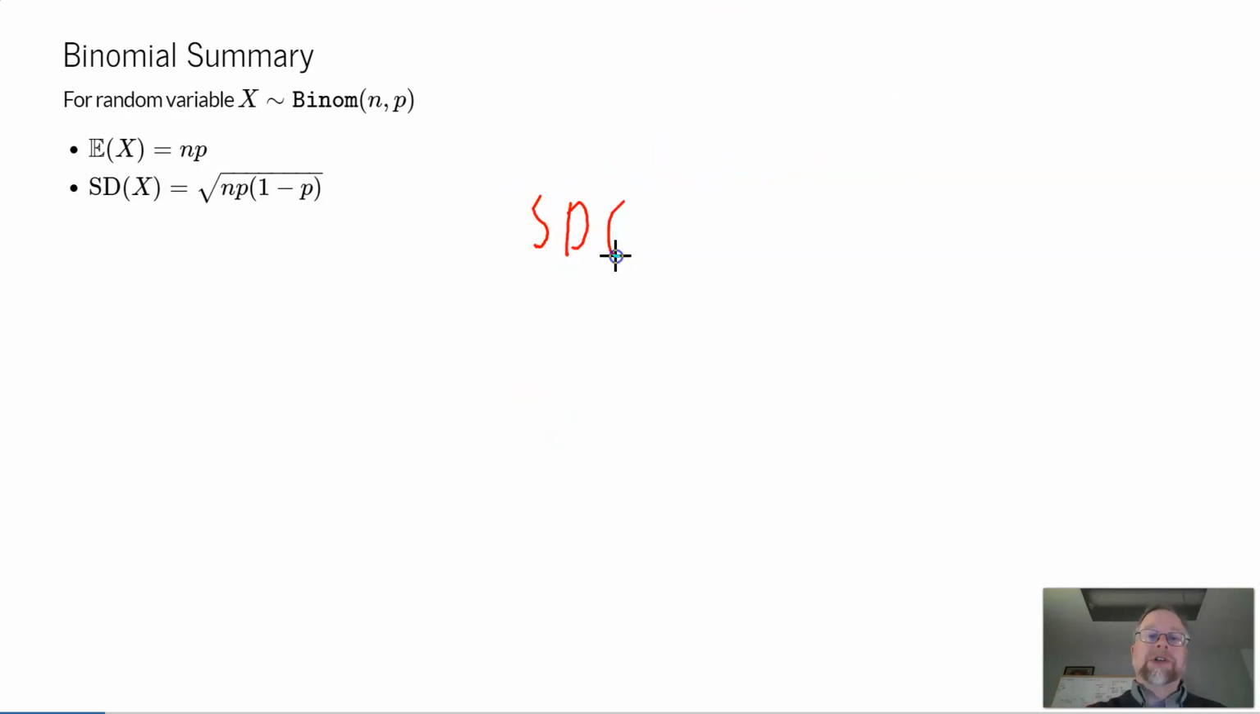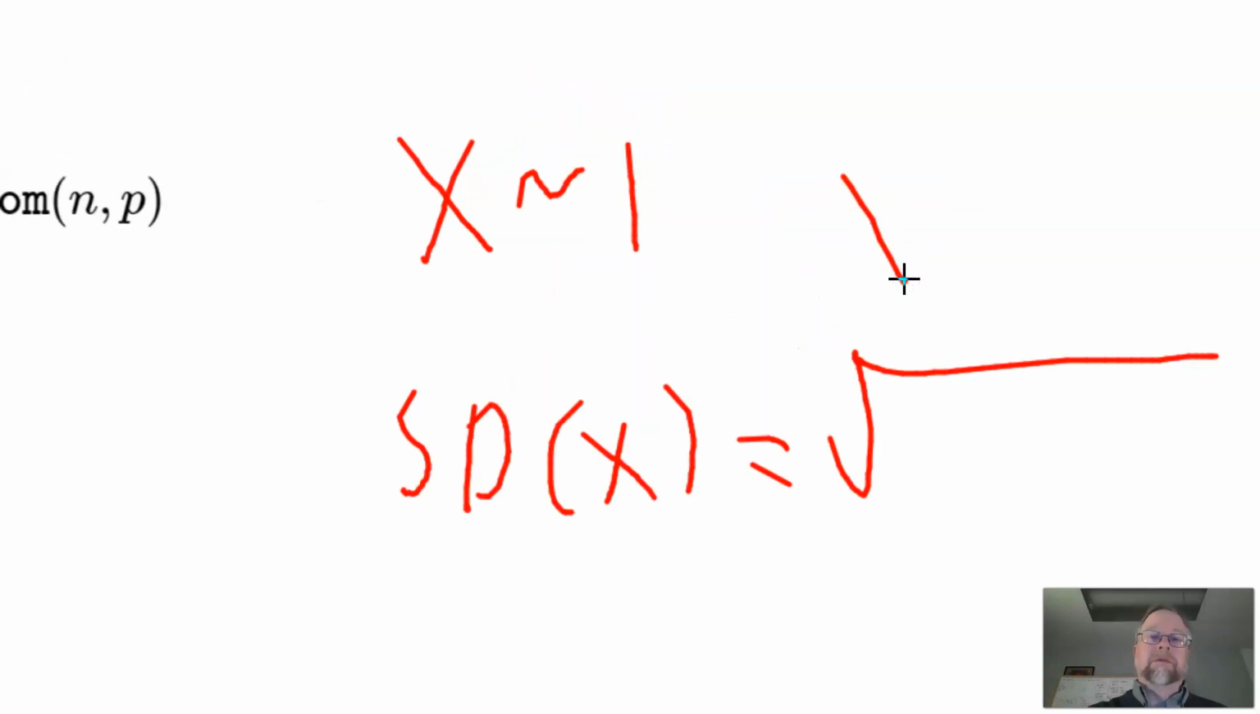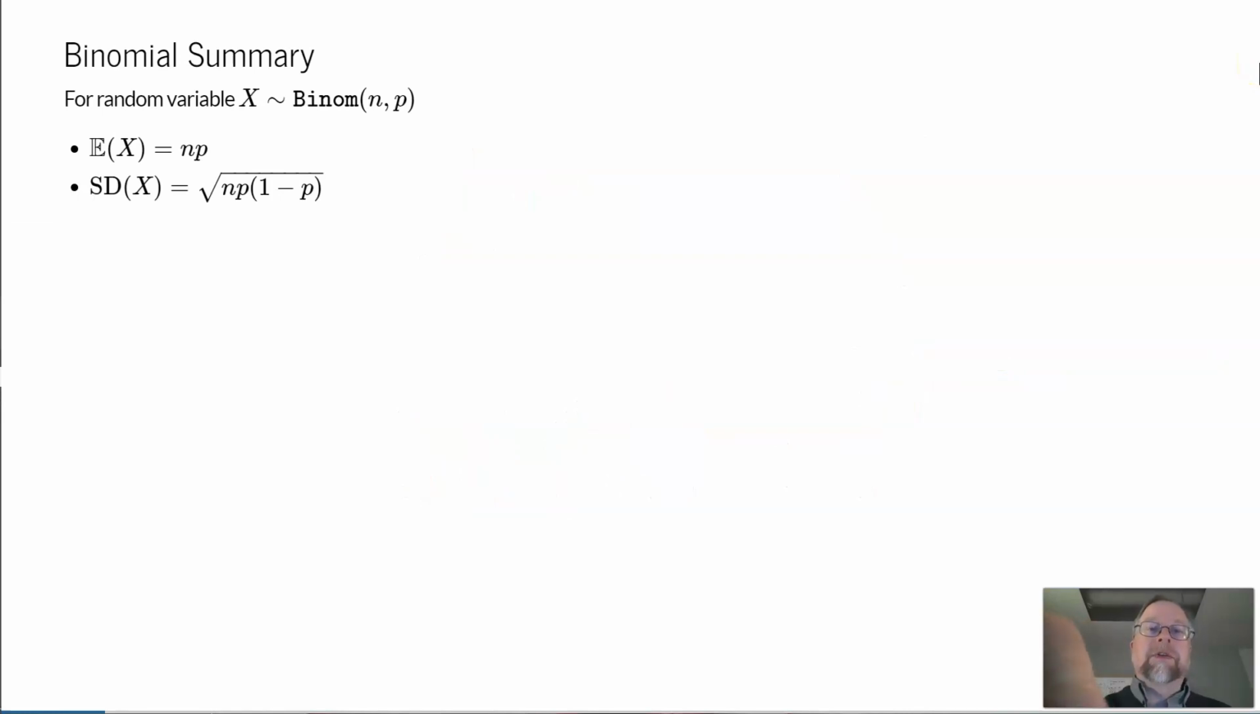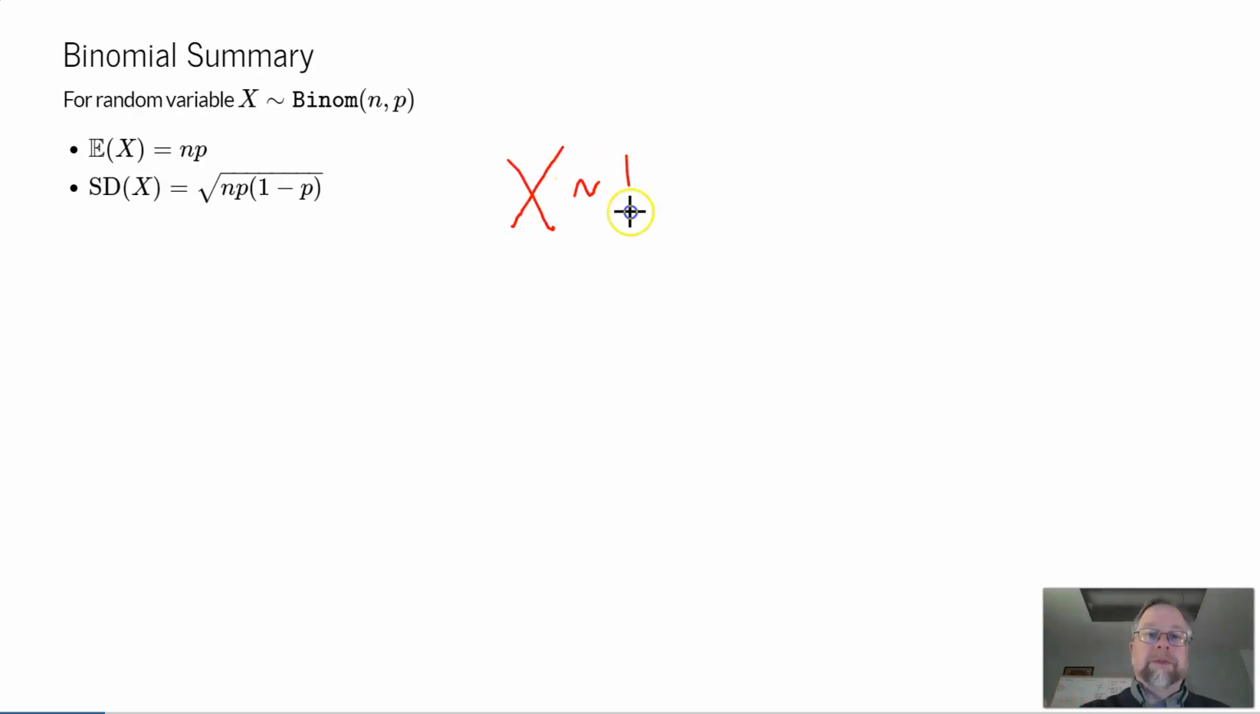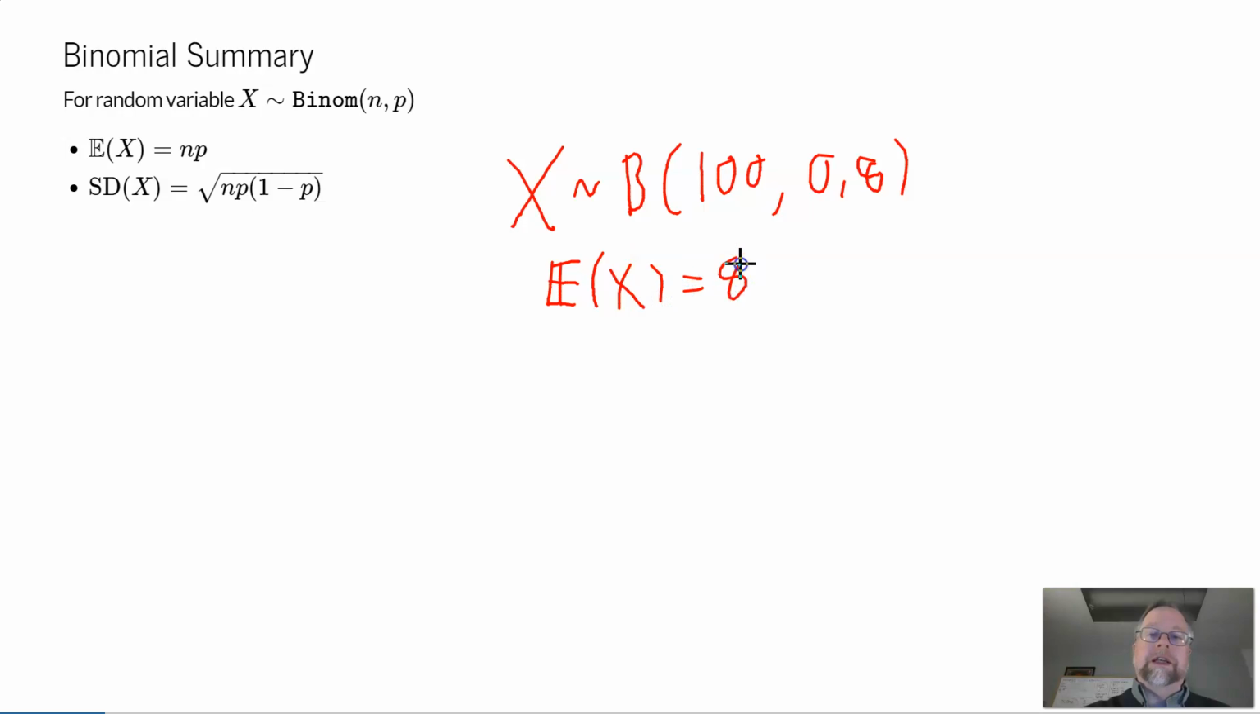The standard deviation of X is the square root. Remember, X is binomial. Bit of a hiccup there. Let's try that again. So we're thinking of X as being binomial 100, 0.8, and we found that the expected value of X was 80.